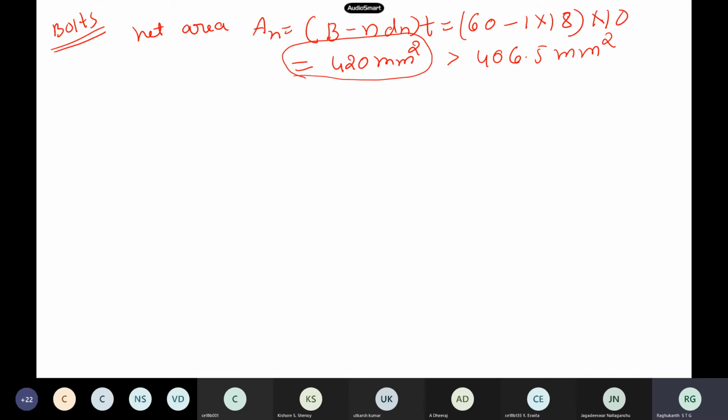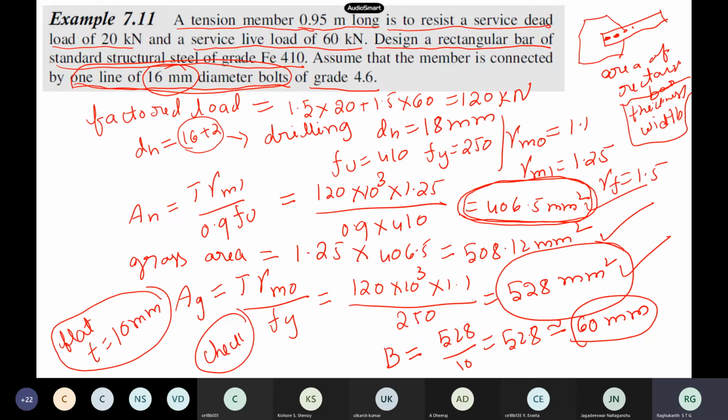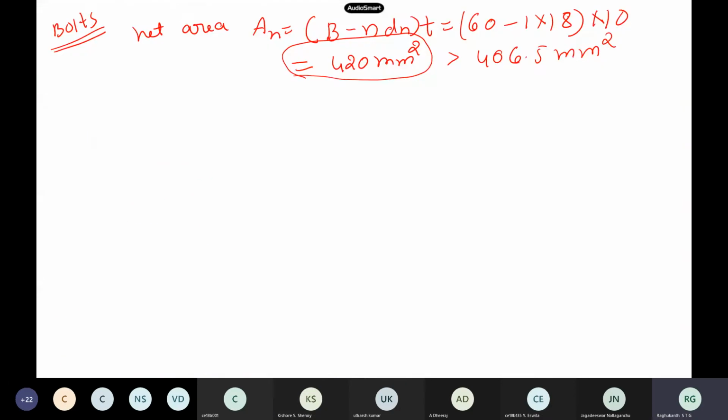Now, of course, the gross area is perfectly fine. What is the gross area of the flat? 60 mm is the width, thickness is 10 mm. So what is the gross area? 600, which is higher than the limit of 528. So that has already satisfied those two. Okay, so net area also has been satisfied.